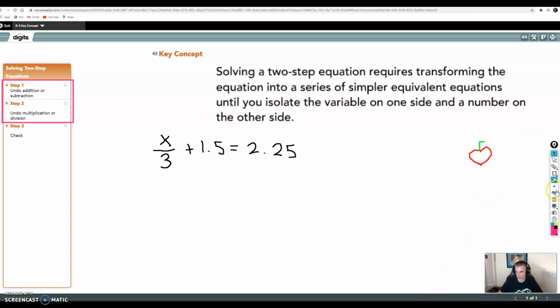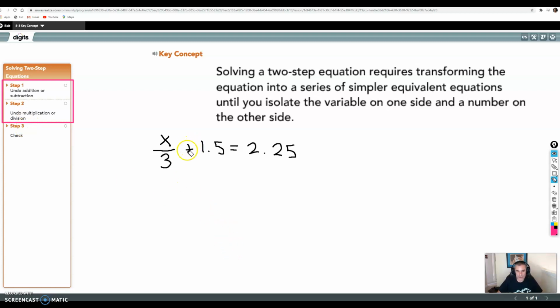So let's see how that little example applies to my equation here. The first thing that I'm doing to x is dividing it by 3, and then I'm adding 1.5. That means that you're going to get rid of the 1.5 first, and then get rid of the divide by 3. And so that's why we always undo addition or subtraction first, and undo multiplication or division second.